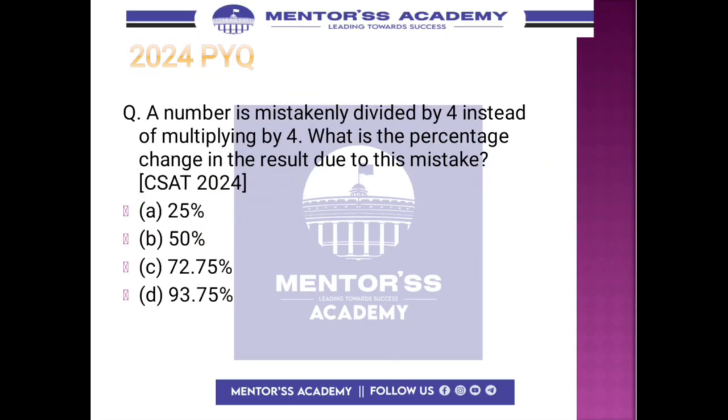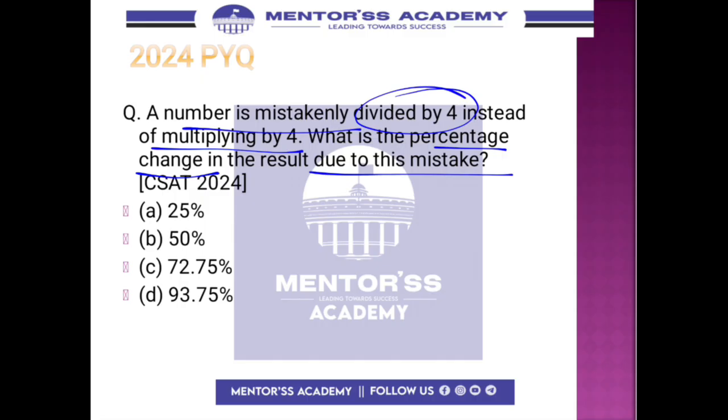So yeah, it is again a 2024 PYQ. Let's solve it. The question is, a number is mistakenly divided by 4 instead of multiplying by 4. What is the percentage change in the result due to this mistake? Very simple question. Just understand the question, understand the vocabulary.